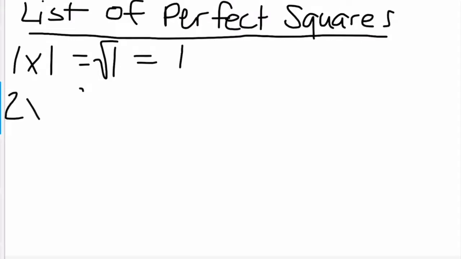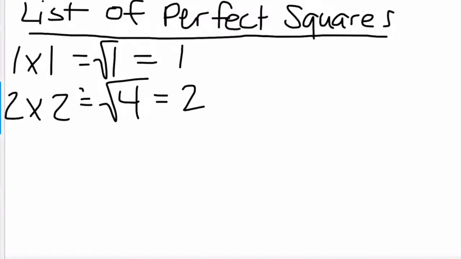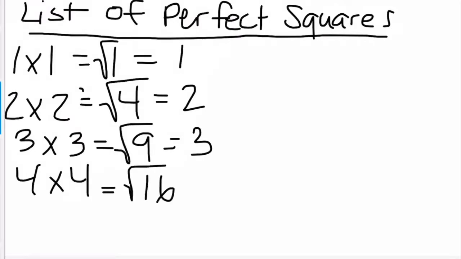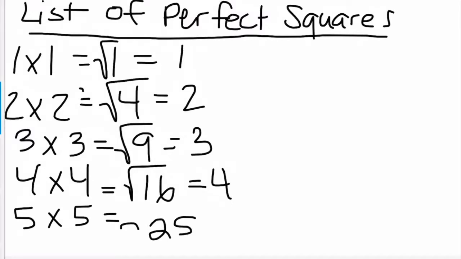Then you're going to do 2 times 2 equals 4. Square root of 4 equals 2. 3 times 3 equals 9. Square root of 9 equals 3. 4 times 4 equals 16. Square root of 16 equals 4. 5 times 5 equals 25. Square root of 25 equals 5.